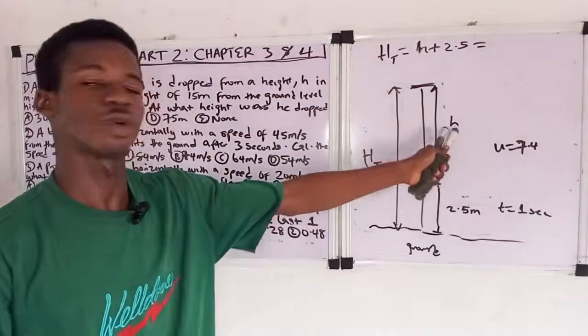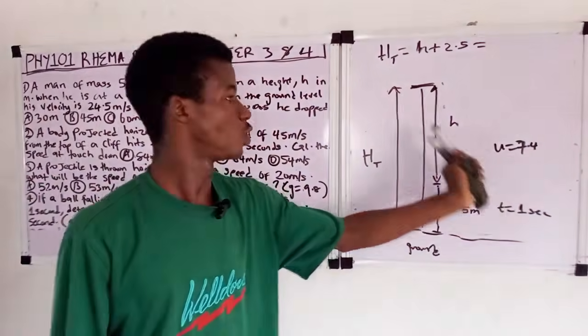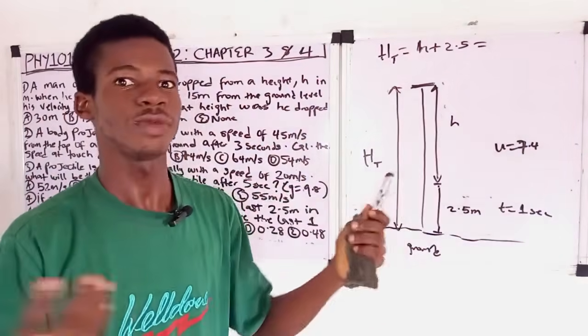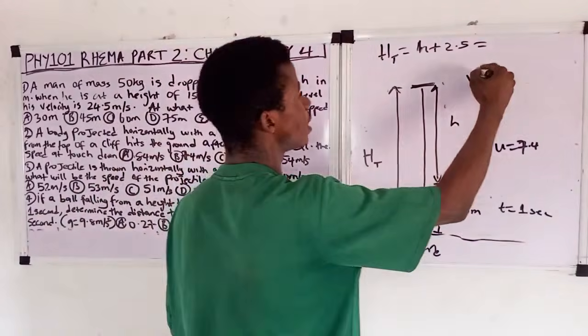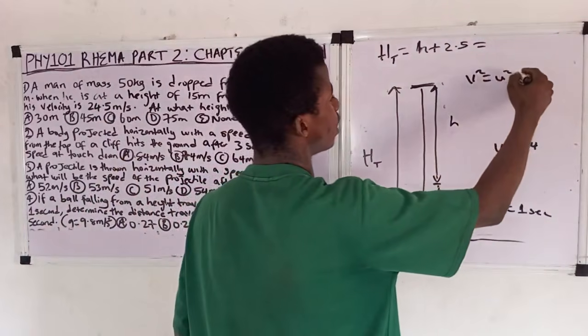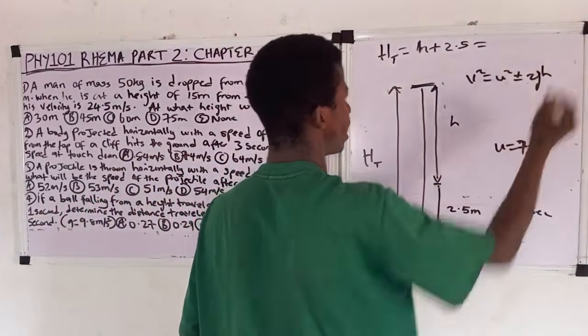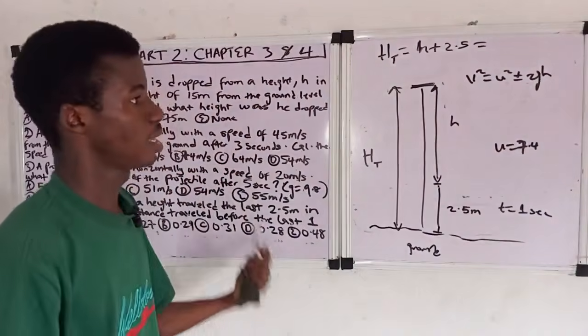What next? We want to use this velocity to look for the height. How are we going to do this? Use that third formula: v squared is equal to u squared plus or minus 2gh, right? Yes.